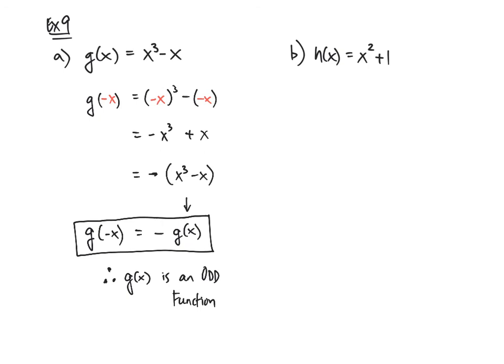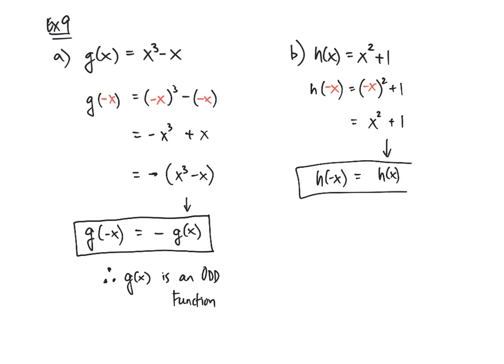For the other one, again, you replace x with negative x. So h of negative x is equal to that squared plus 1. Negative x to the second power is, of course, the same thing as positive 1x squared. And so x squared plus 1 is the original function. So therefore, that's just h of x. So h of negative x is equal to h of x. So this proves that h is an even function.